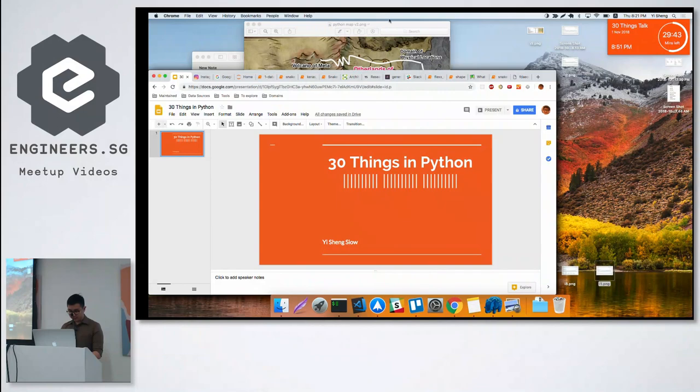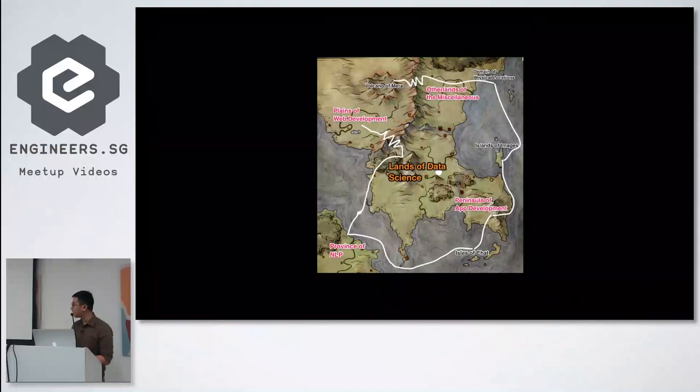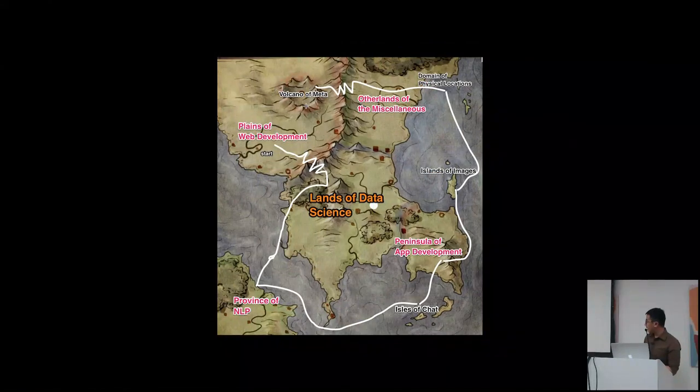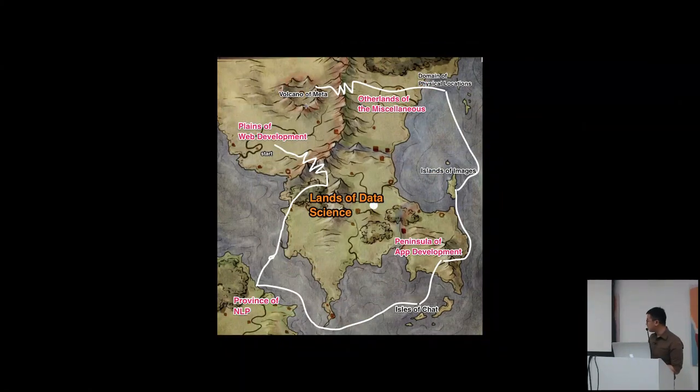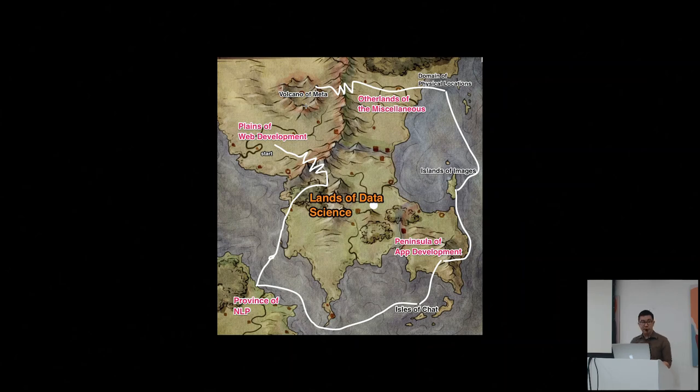So, welcome to the world of Python. We're going to start in the plains of web development. We're going to make our way across the mountain range into the large lands of data science. As you see, the land of data science is the largest area in this world of Python. It's rapidly expanding. From there, we're going to move along the coast down to the province of NLP. And NLP is, of course, natural language processing, which is basically computers trying to make sense of language, which is basically just strings to them.